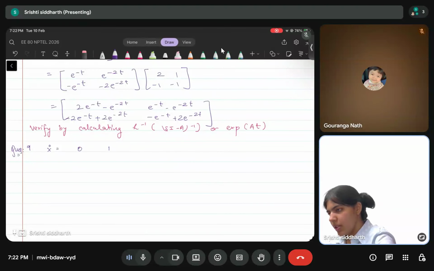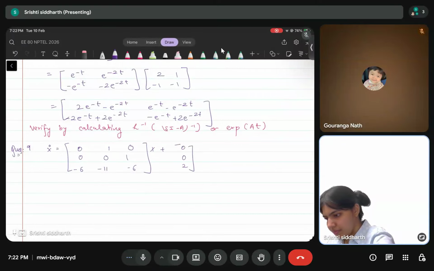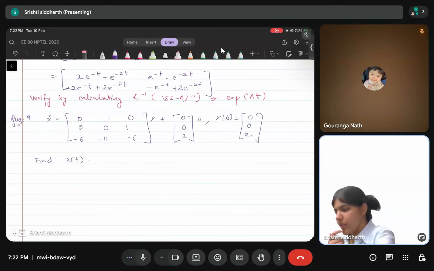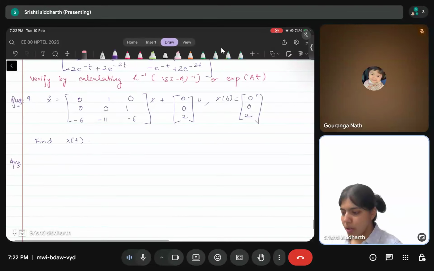This is 0, 1, 0. And the solution x(t). So this is a non-homogeneous case. There would be a part due to the initial condition and another part due to the input. For both of these parts, we need the state transition matrix, and we'll calculate this using diagonalization.